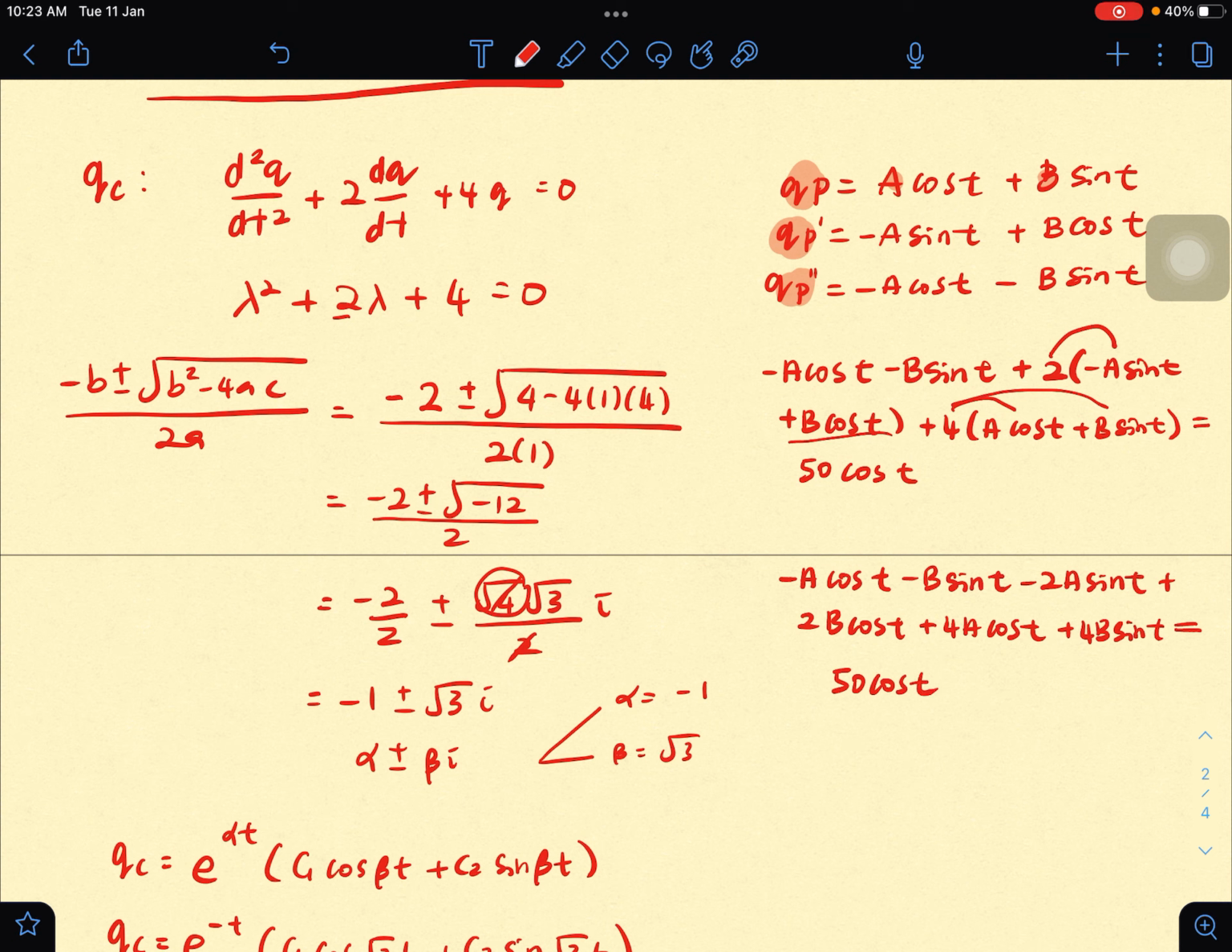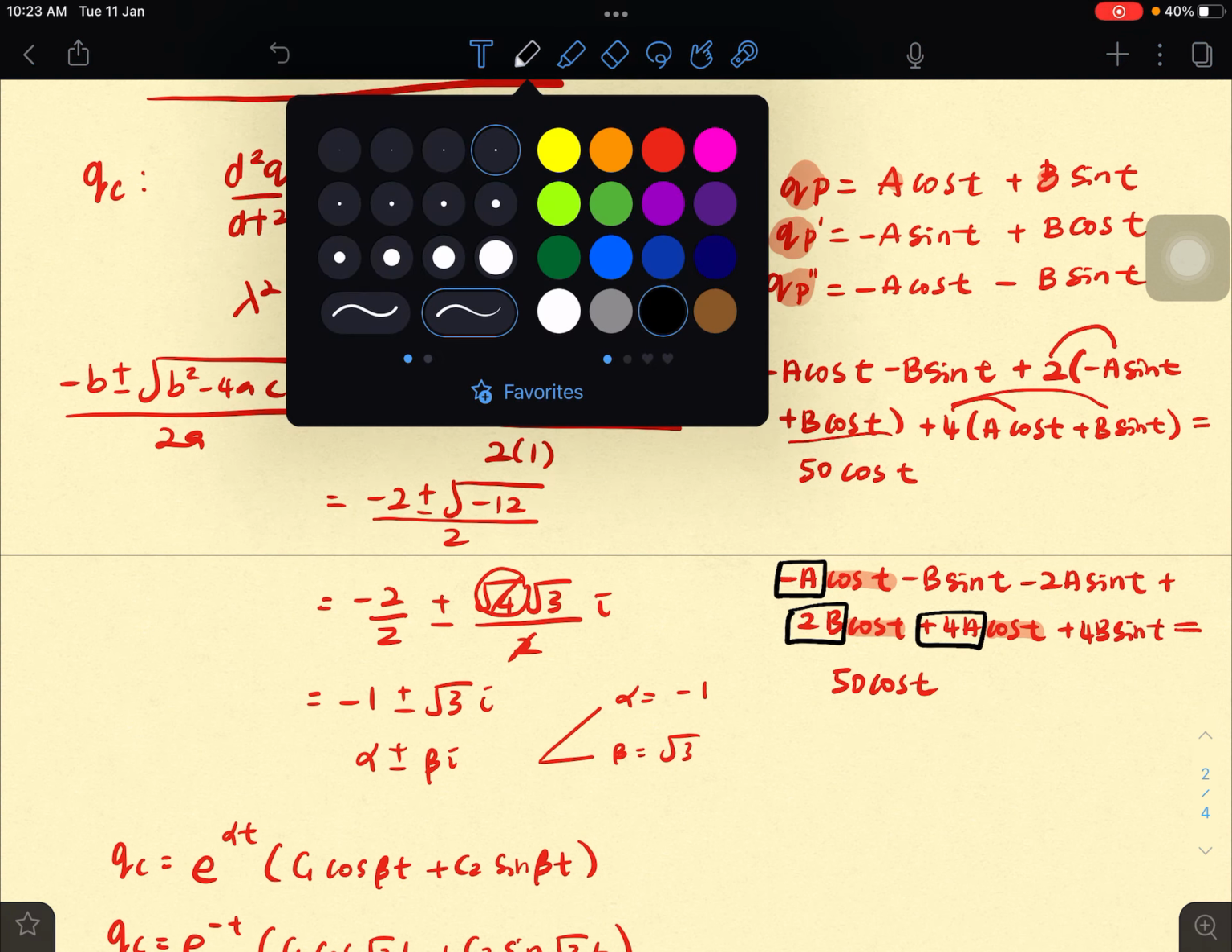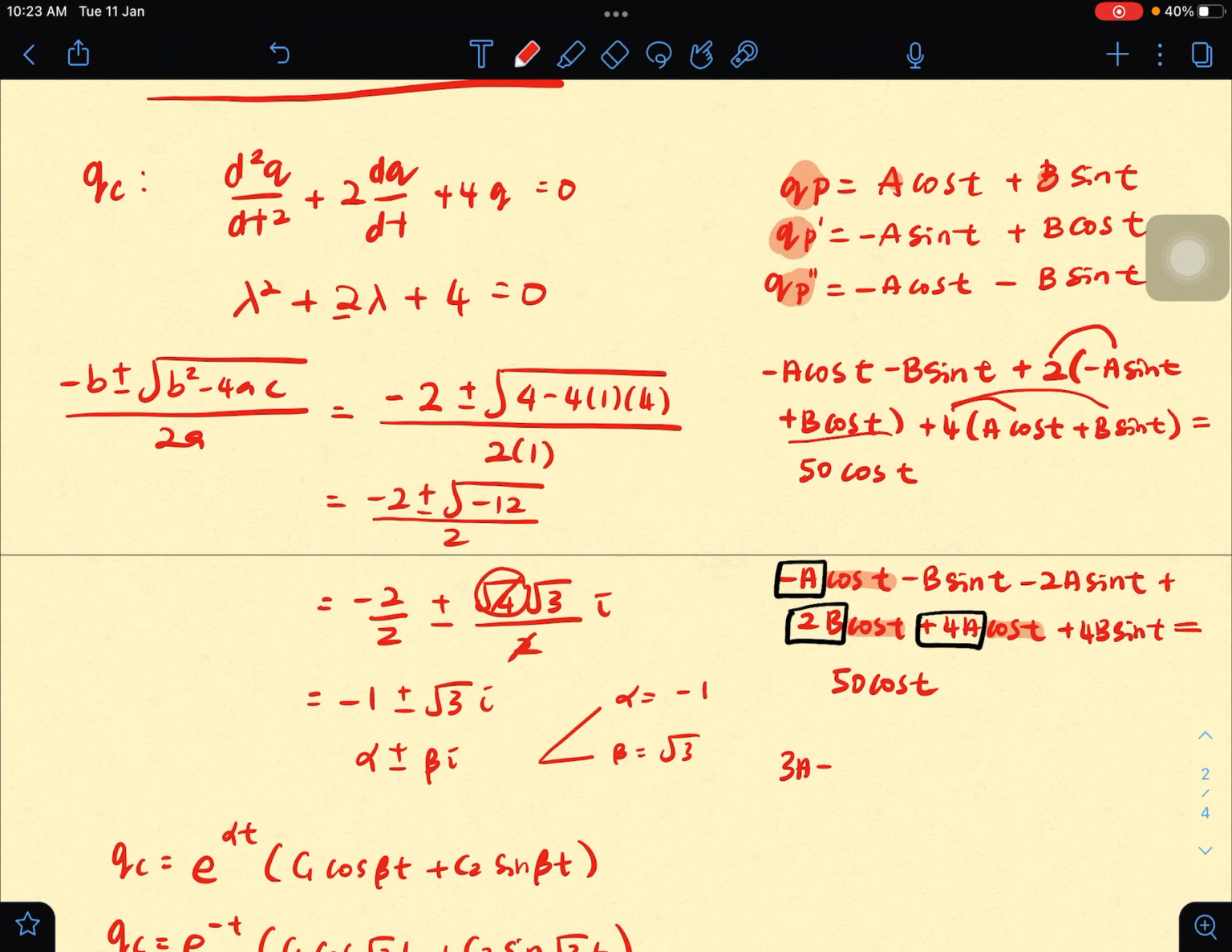Okay, and then kita cuba tengok yang mana kita boleh simplify. Kalau awak tengok yang ini cos T, yang ini pun cos T, yang ini pun cos T. Okay, so kita ada dekat sini negatif A tambah 2B tambah 4A. So negatif A tambah 4A adalah 3A. So 3A tambah dengan 2B. So boleh tulis kat bawah ni 3A tambah 2B cos T.